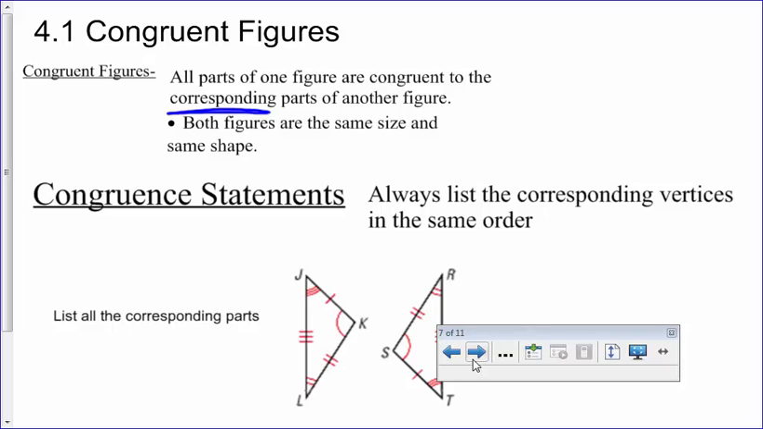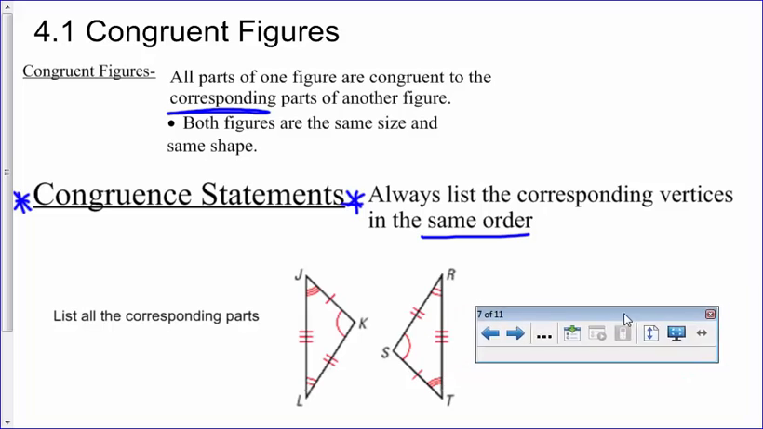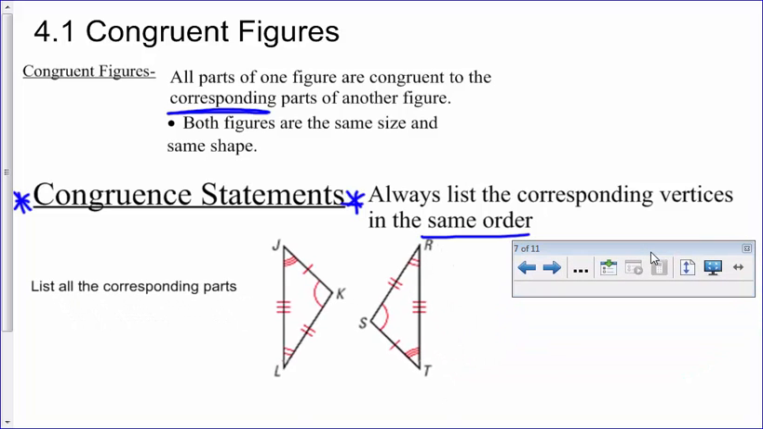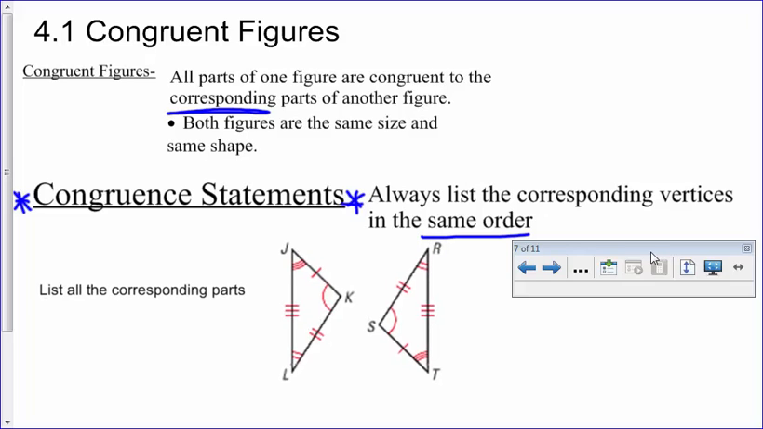We're going to be talking also about how to write a congruent statement. A congruent statement is a statement that says this figure is congruent to the other figure. And really there's not a definition, but you need to remember that you're listing the corresponding vertices in the same order. So what we're going to do first is look at these two triangles here, and we're going to list all the corresponding parts of these triangles, which means there are 3 sides and 3 angles. That's what we have to write down.